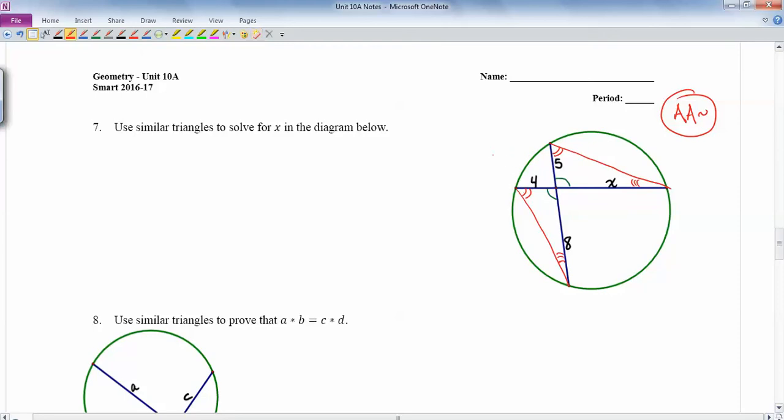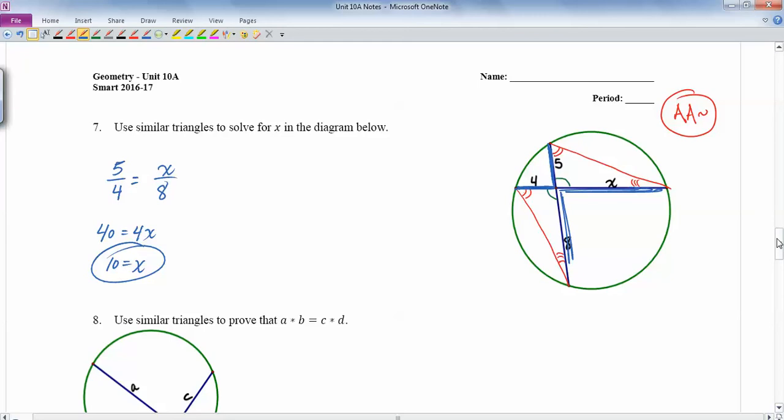All right, so then it's just setting up proportions once you have similar triangles. So if I set up a proportion, the 5 right here is between the 1 and 2 tick marks. So that goes with the 4, because that's between the 1 and 2 curves. So 5 goes with 4 in the same way that the x here goes with the 8 here. So then you cross multiply and divide by 4, and you get x equals 10.